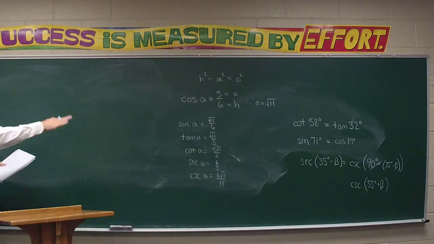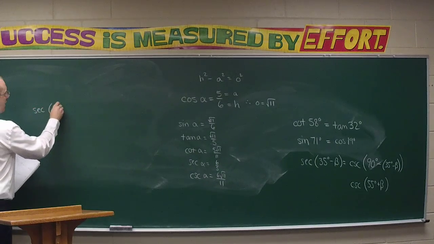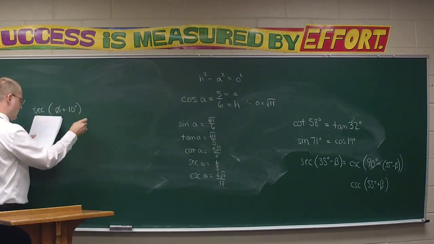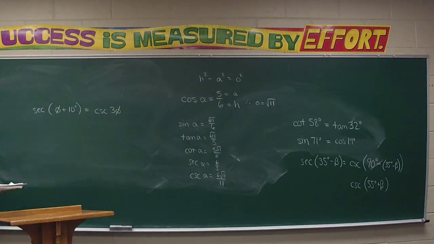Another thing we talked about along the same lines as cofunctions was the ability to use cofunctions to solve trig equations. So if I had the secant of phi plus 10 degrees is equal to the cosecant of 3 phi, we can actually find phi. Solve it at your seats.